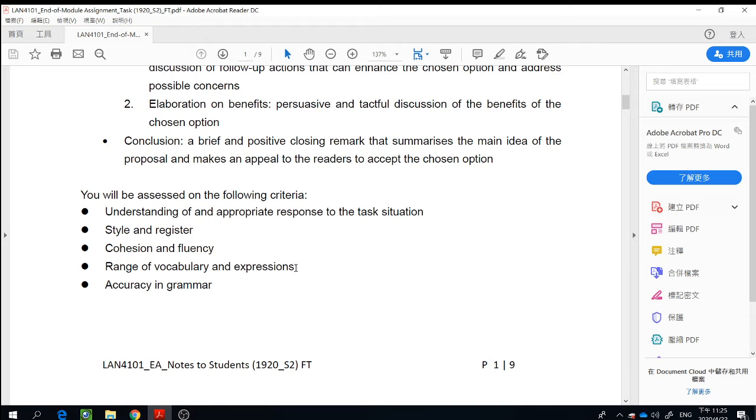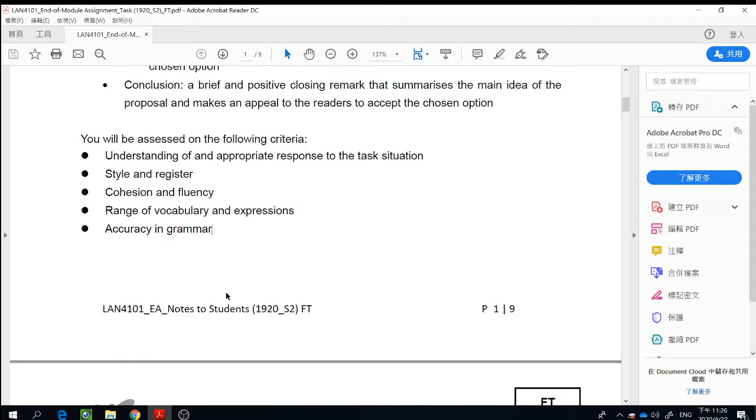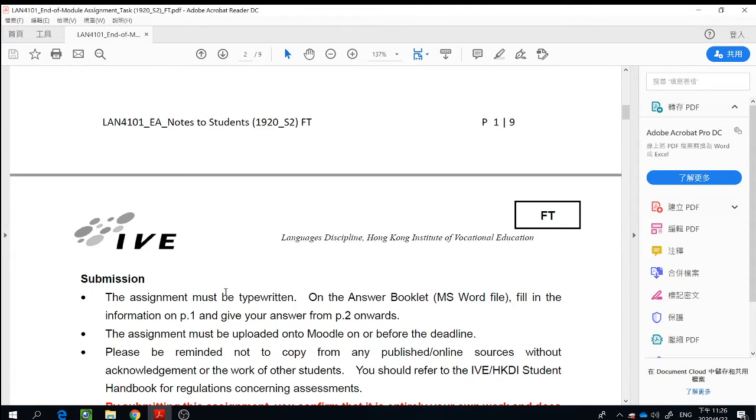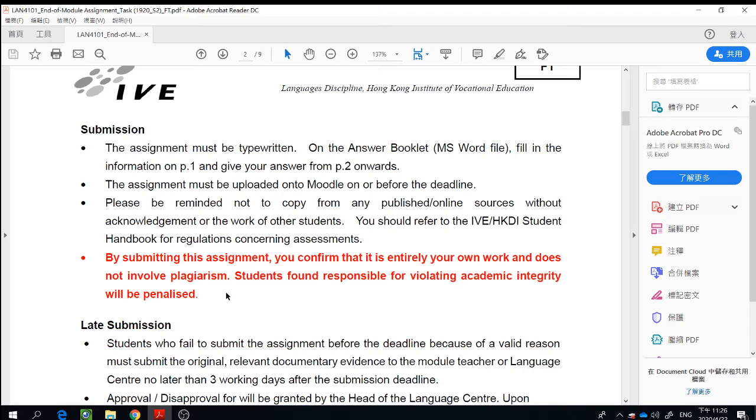All right, make sure that you make correct sentences, and then you should show the marker that you know a wide range of vocabulary and expressions. You should write your sentences grammatically correct, by checking the SVO. And don't forget that when you submit your answer, you must use the answer book. Let me make it clear one more time. You must write your answer on the answer book, and you should upload it onto Moodle before the deadline.